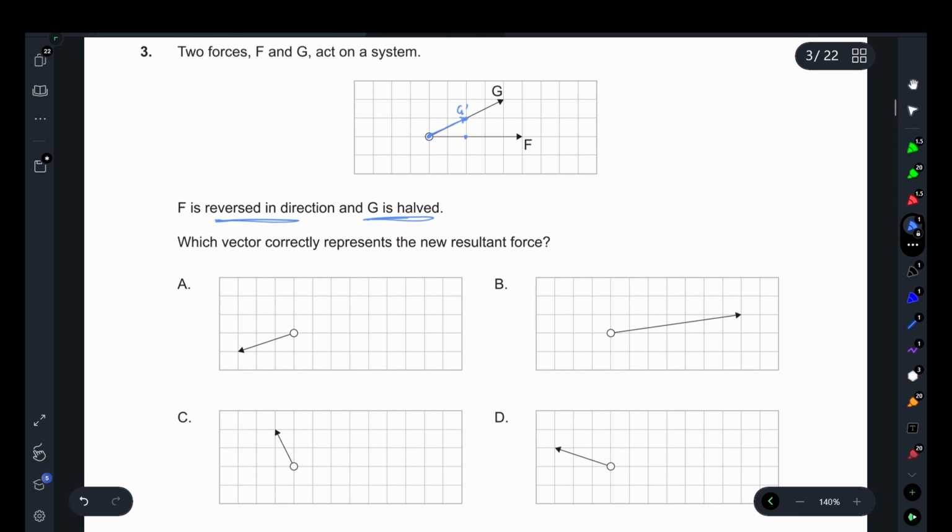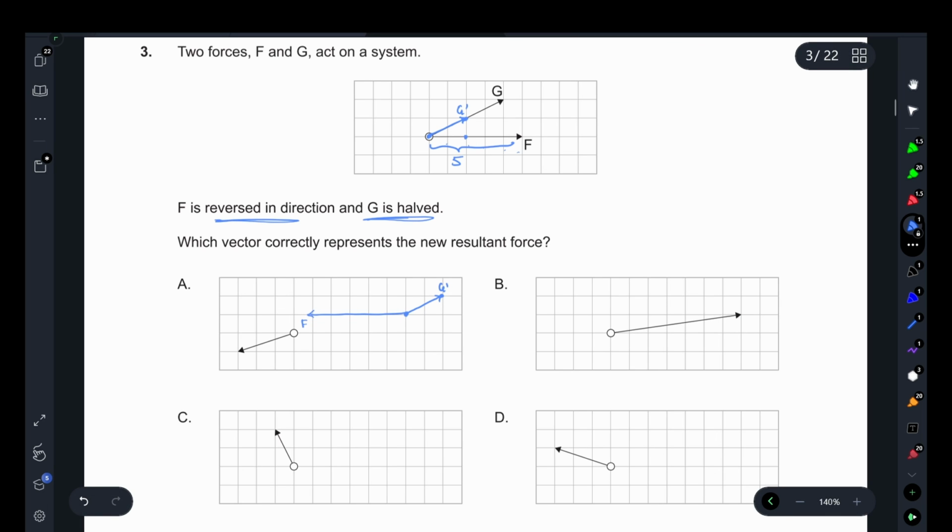Now, I'm just going to pick up this random empty grid, so that we can represent how our new vector is being formed. So let's draw out G dash, which is right here, G dash. And now let's look at F. F is reversed in direction, and F is 5 units long. 1, 2, 3, 4, 5. Is that right? Yep, that is F. So now let's look at the resultant vector.